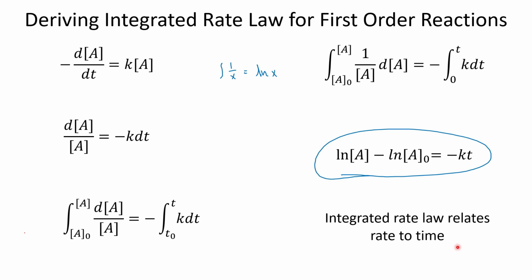The advantage of the integrated rate law is it's going to relate rate to time. So now we can do things like predict what a concentration is at a certain amount of time, or predict how long it will take to get a specific concentration. This is why it's helpful to have both the differential and the integrated rate law. All right, but this one is just for first order reactions. What happens if we have, say, a second order reaction or a zero order reaction?